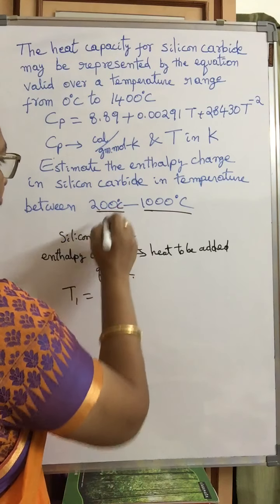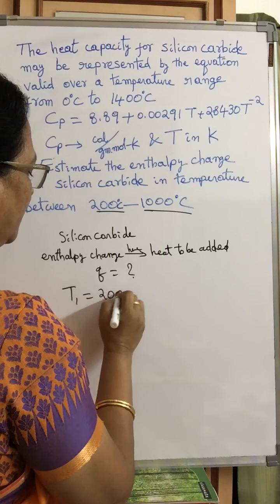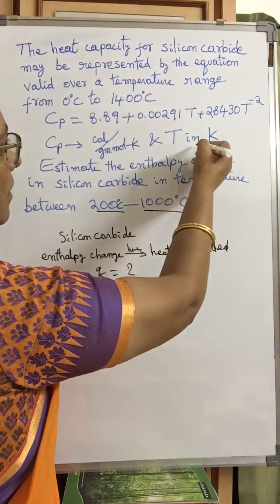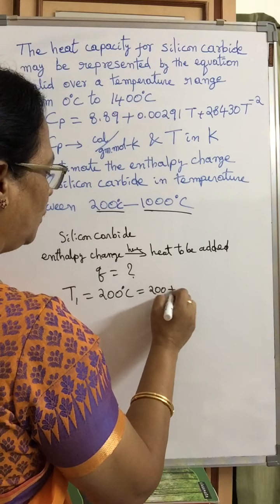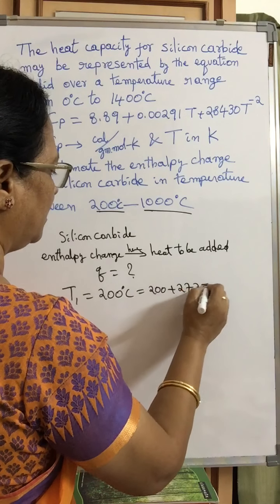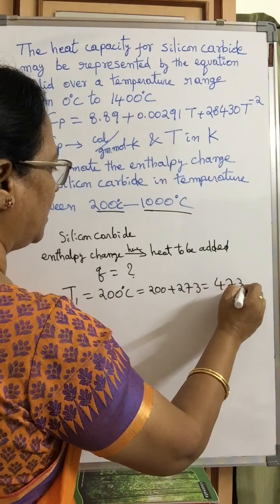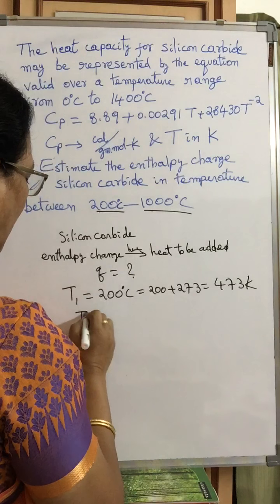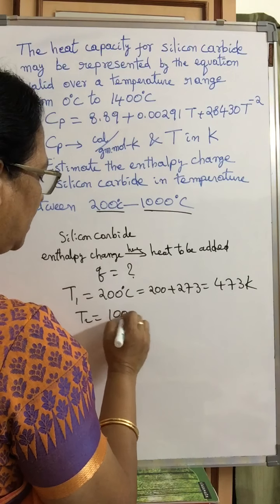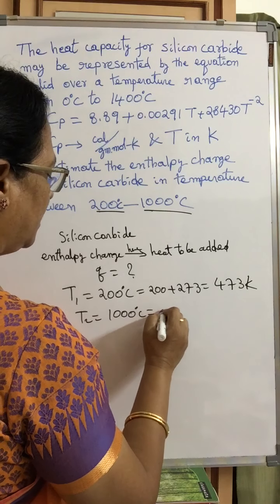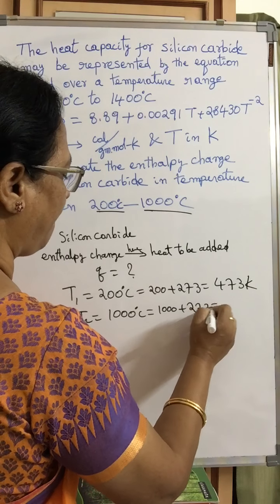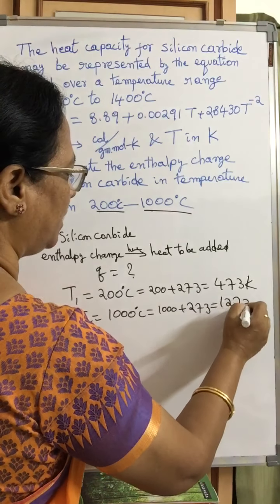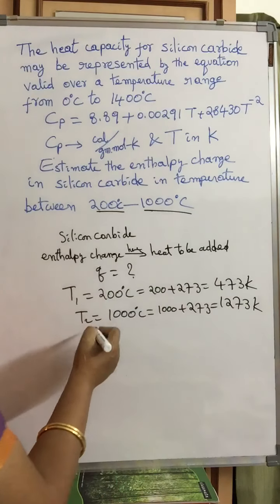T1 is 200 degrees centigrade and T must be only in Kelvin. So 200 plus 273, this is 473 Kelvin, and T2 is 1000 degrees centigrade, that is 1000 plus 273, that is 1273 Kelvin. So T1 is given, T2 is given.